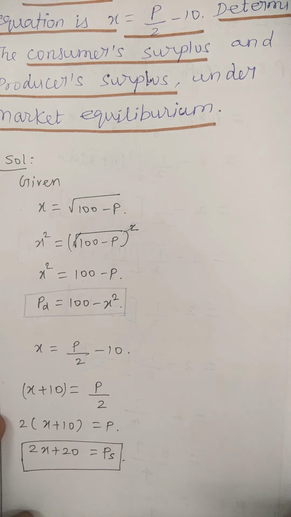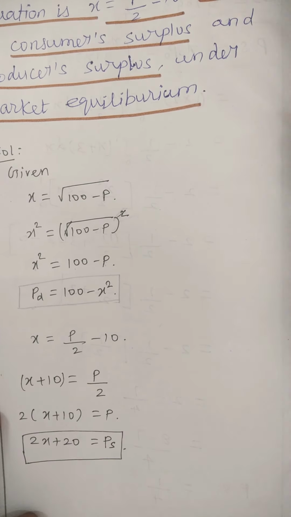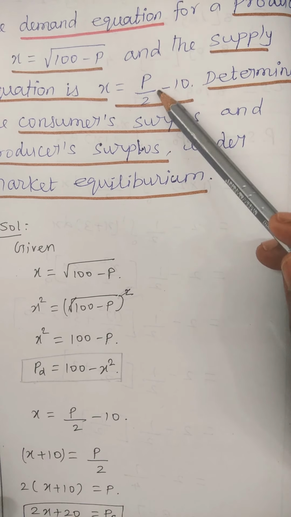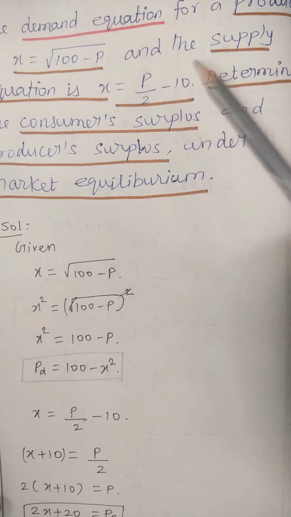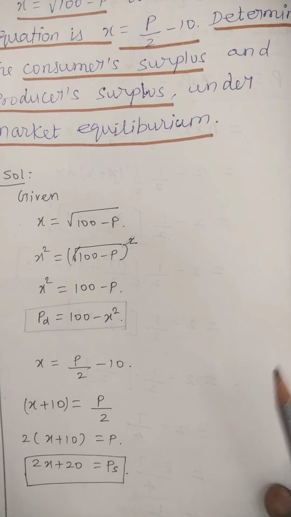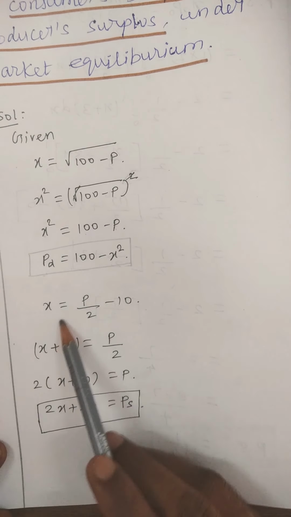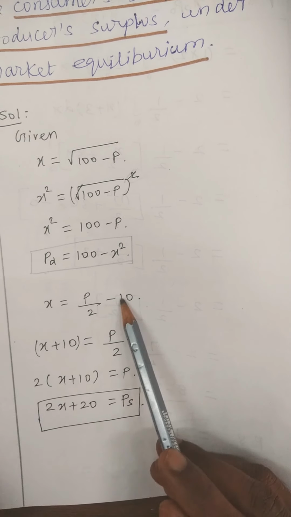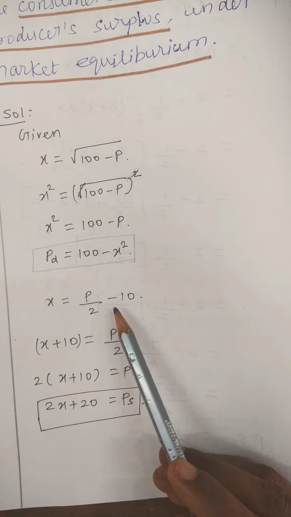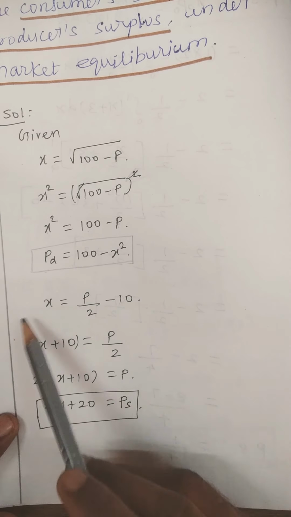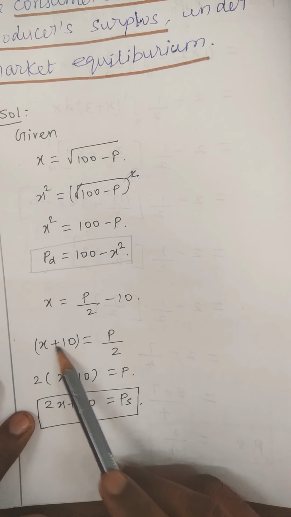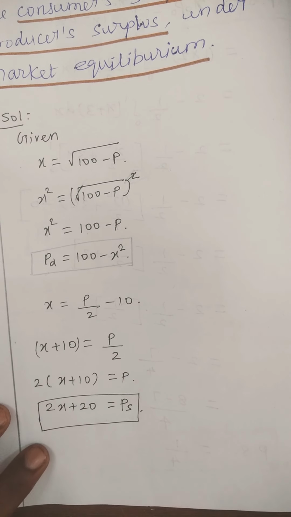First we found the demand function. Next, we are given the supply equation: x equal to p by 2 minus 10. So we need the supply function also, and we will find it. So x equal to p by 2 minus 10. Now minus 10 will bring to the left hand side, so minus 10 means plus 10. So x plus 10 equal to p by 2.